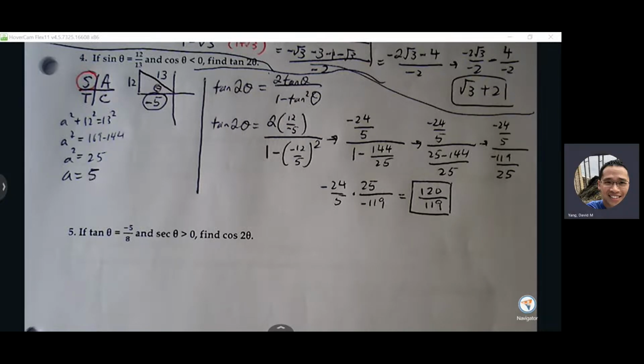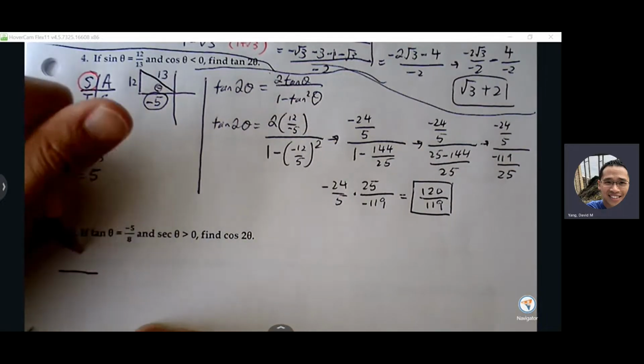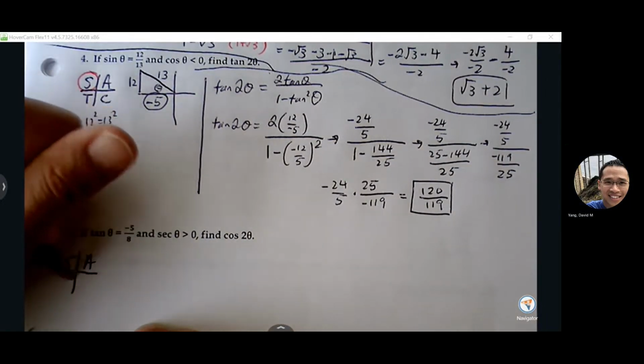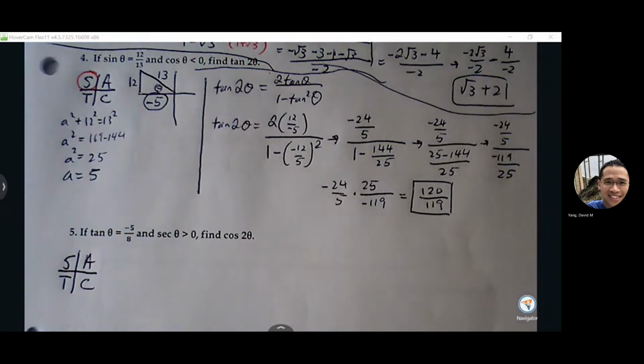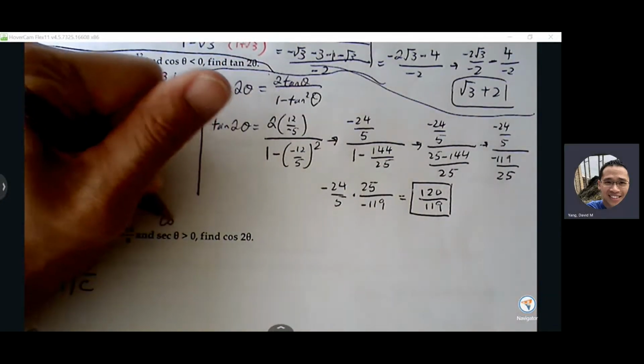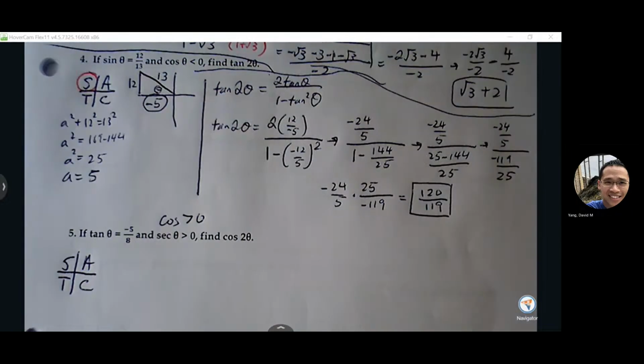Okay, number 5. First things first, we have to make sure we land in the correct quadrant here. Tangent is negative, secant is positive. Now, what's secant related to? Cosine, right? So let's just think in terms of cosine then. So tangent negative, cosine positive.